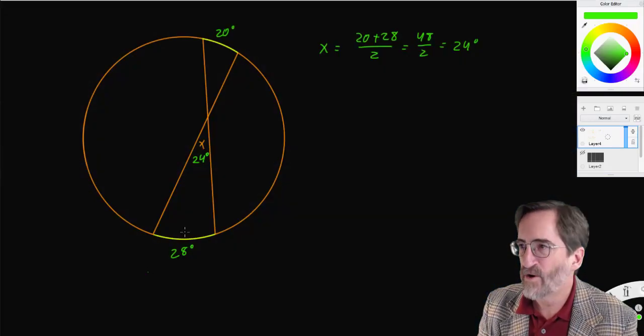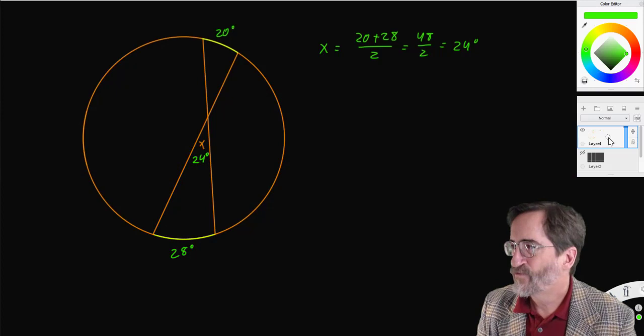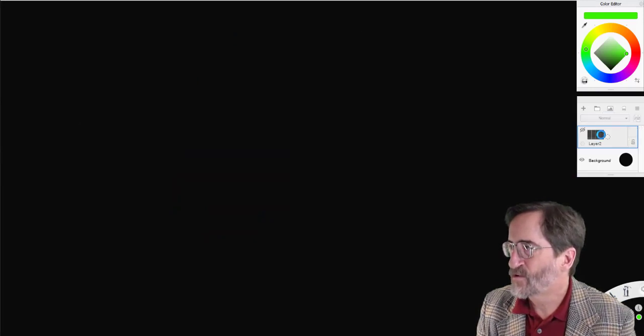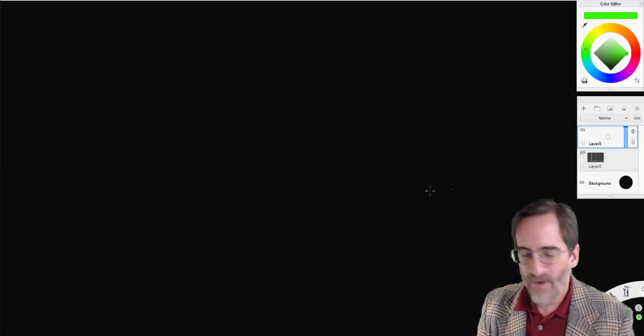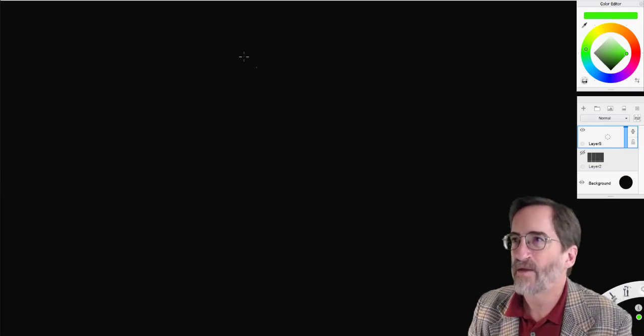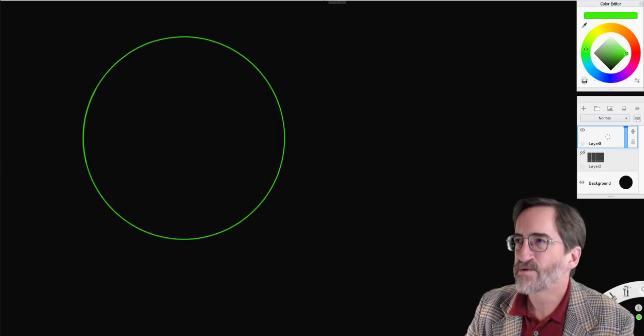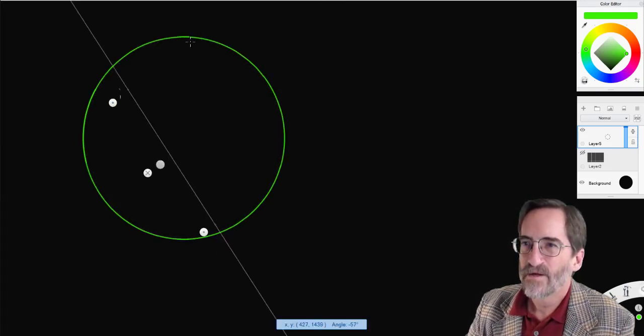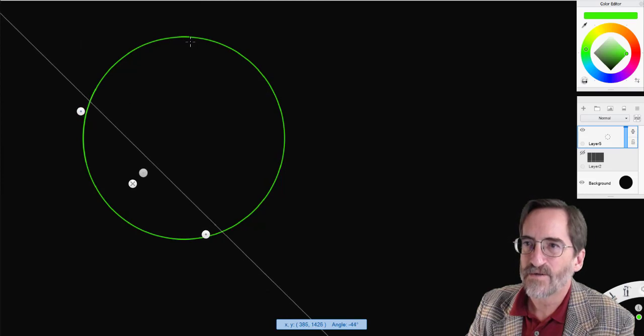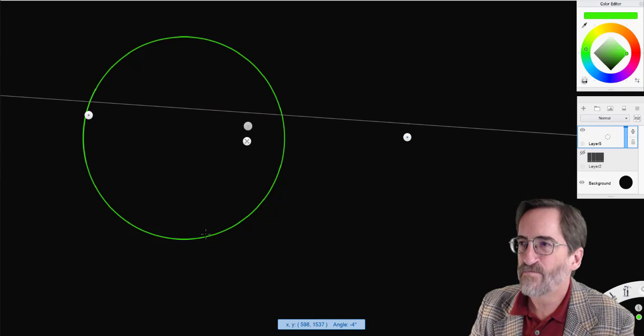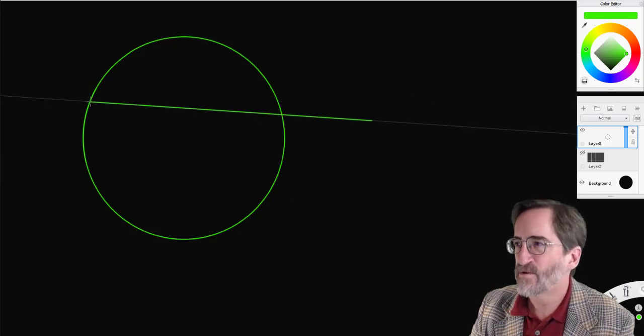So let's talk about how that works in a problem. Let's get rid of that, and here we go. So here's how you might see this in a problem. You're given a circle, and you're given 2 secants. Secants are lines that intersect a circle twice. Okay, and they're going to meet outside the circle.